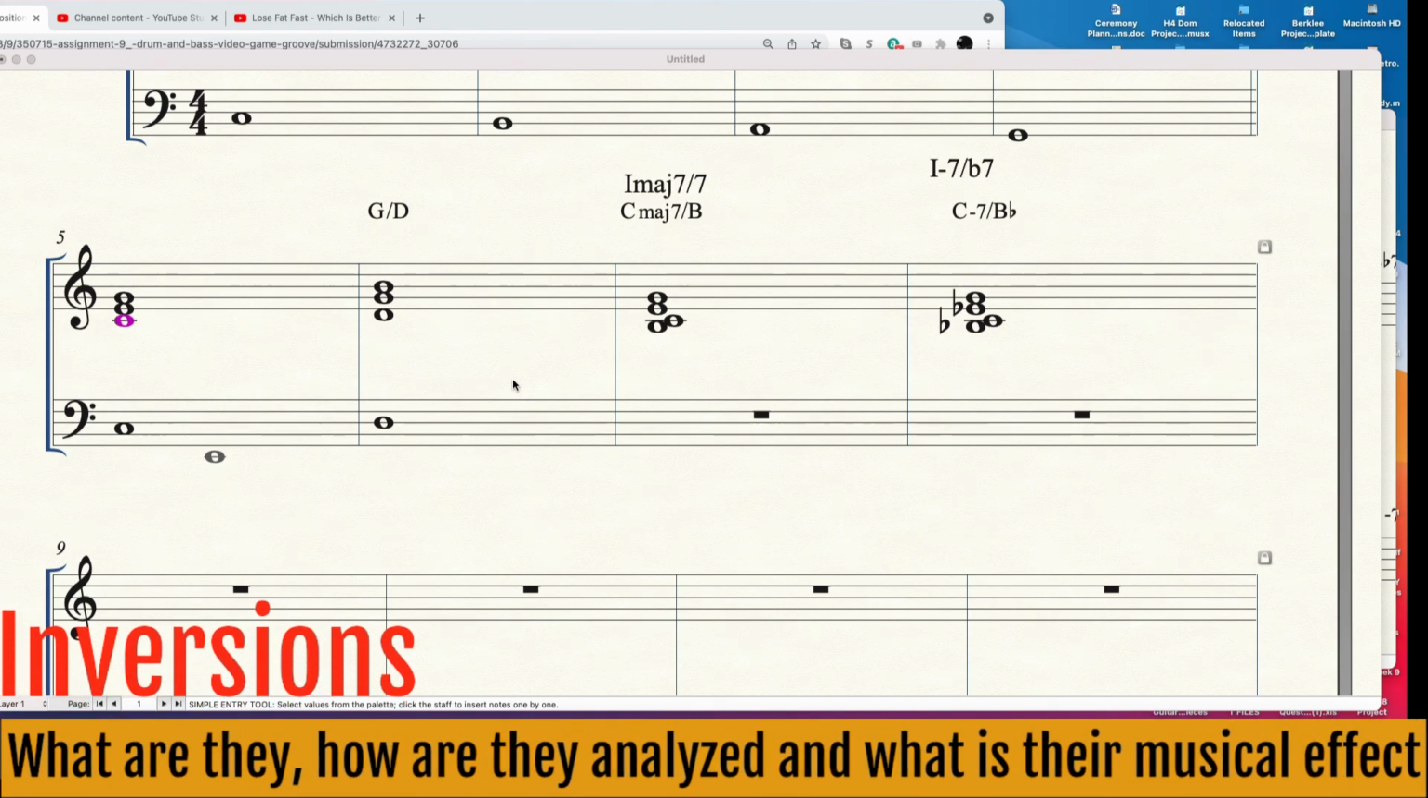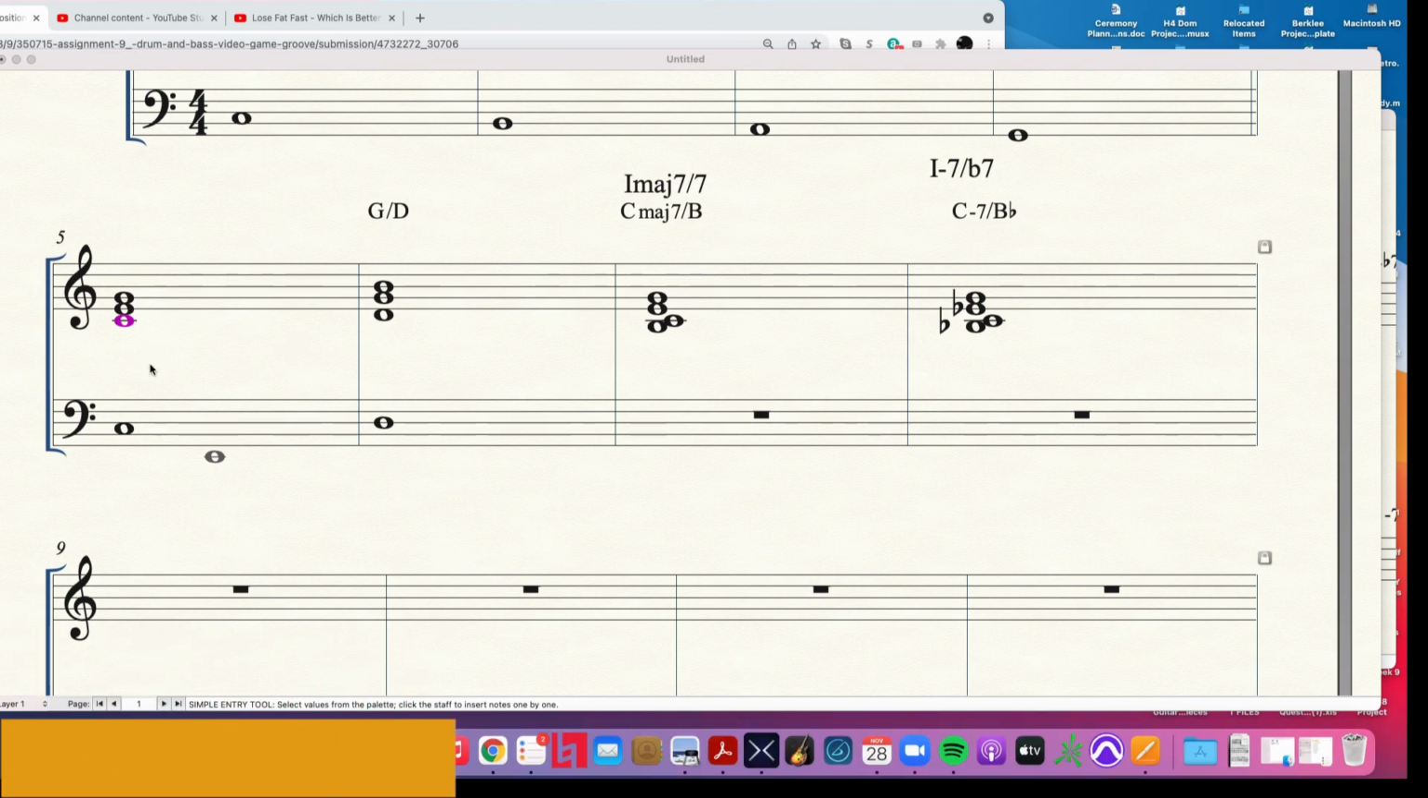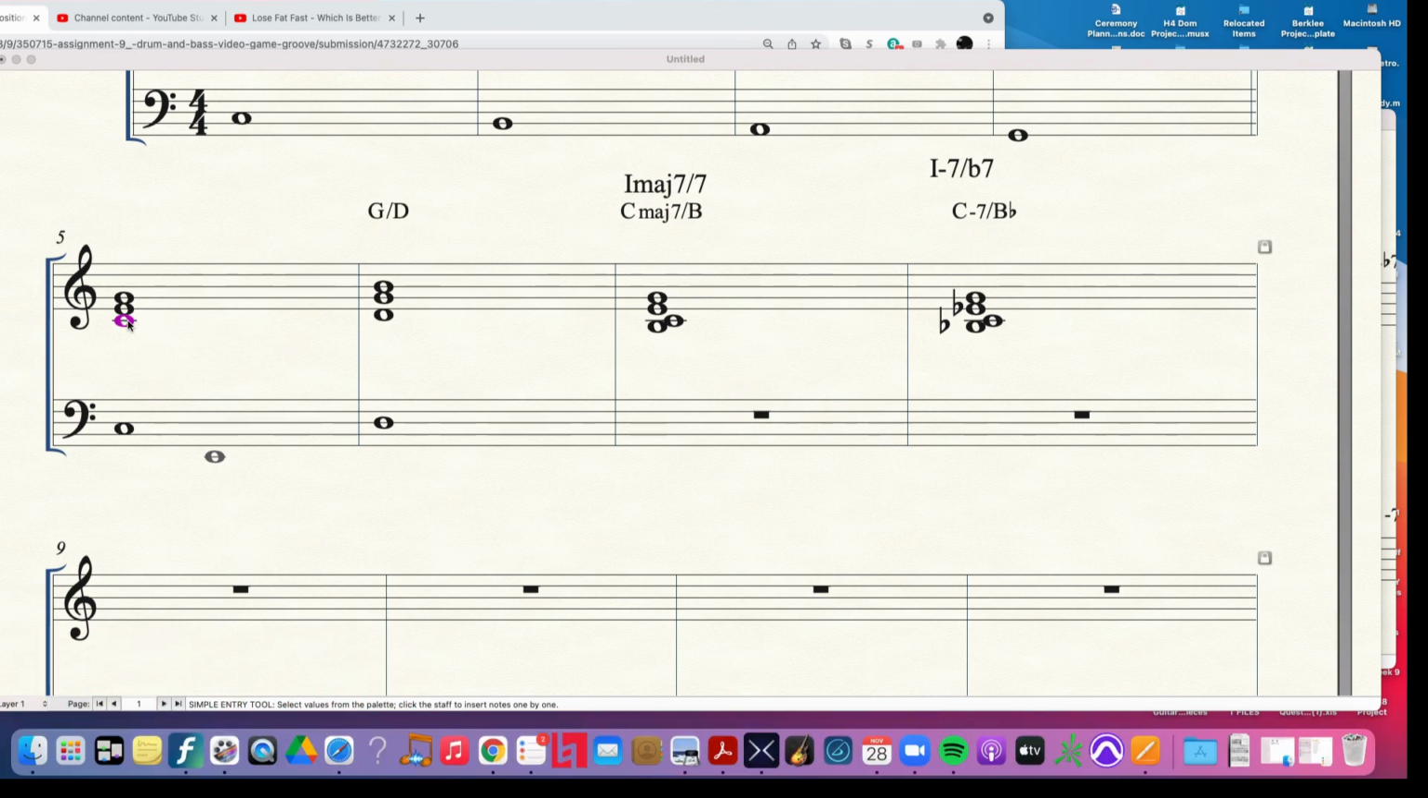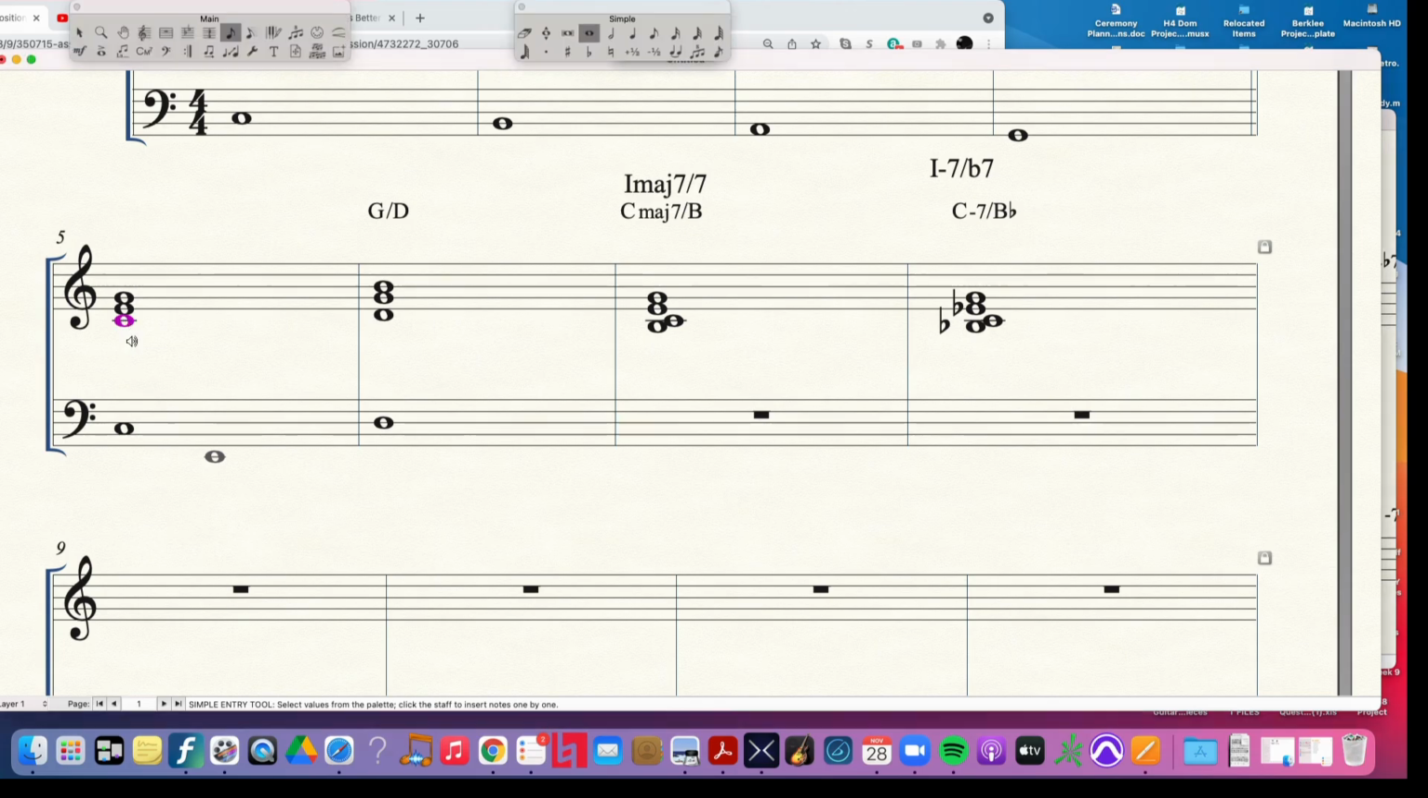This video is about inversions and their musical implications and how we analyze them in contemporary harmony. So an inversion is when you have a chord with a chord tone other than the root in the bass. Here's a classic root position version of C right there.